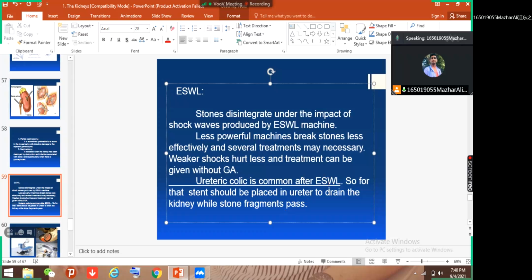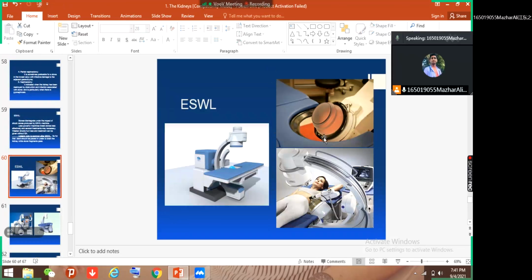But sometimes, first of all, we do ESWL before doing URS, DJS and ICL. Before this, we do this, and if the stone is stuck in the ureter, then we do URS, DJS and ICL. This is the thing you must know, and this is the ESWL procedure.